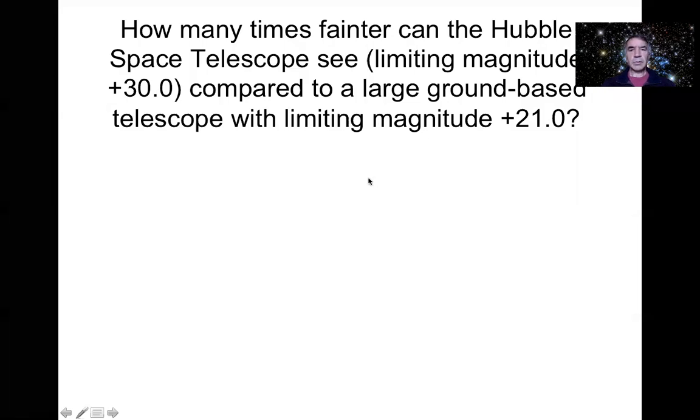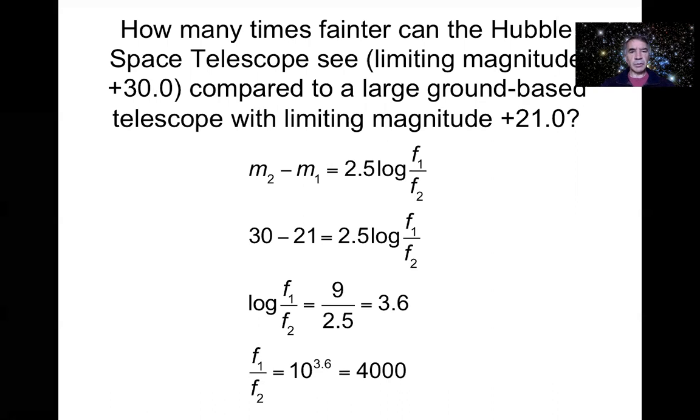Okay, welcome back. So I left you with this little problem about how many times fainter 30th magnitude is than 21st magnitude, so comparing the Hubble with ground-based telescopes. So we can deploy Pogson's relation. So let's start from that part. So m2 minus m1 is 2.5 log f1 over f2.